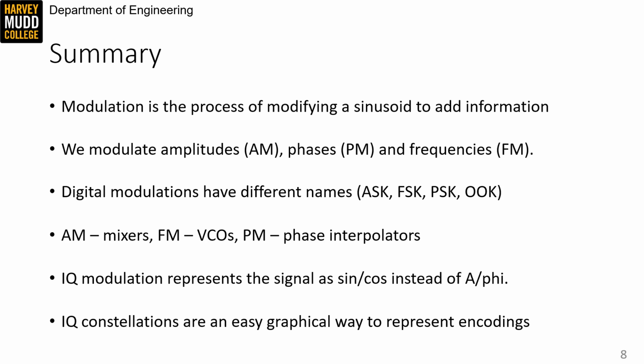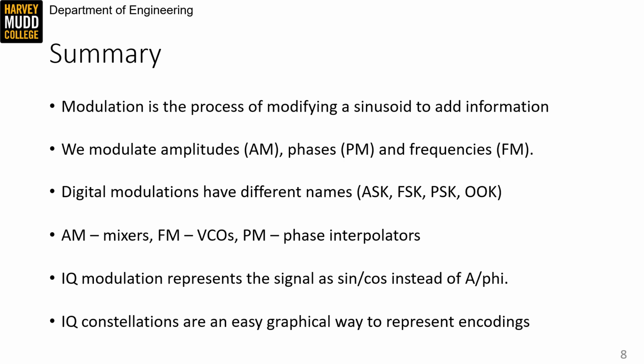So in summary, modulation is the process of modifying a sinusoid to add information to it. The things we modulate on our sinusoids are the amplitudes, which leads to amplitude modulation, or AM, phases, which leads to phase modulation, or PM, and frequencies, which leads to frequency modulation, or FM. There are digital versions of each of these modulation types that have different names, so amplitude shift keying, frequency shift keying, phase shift keying, and on-off keying.